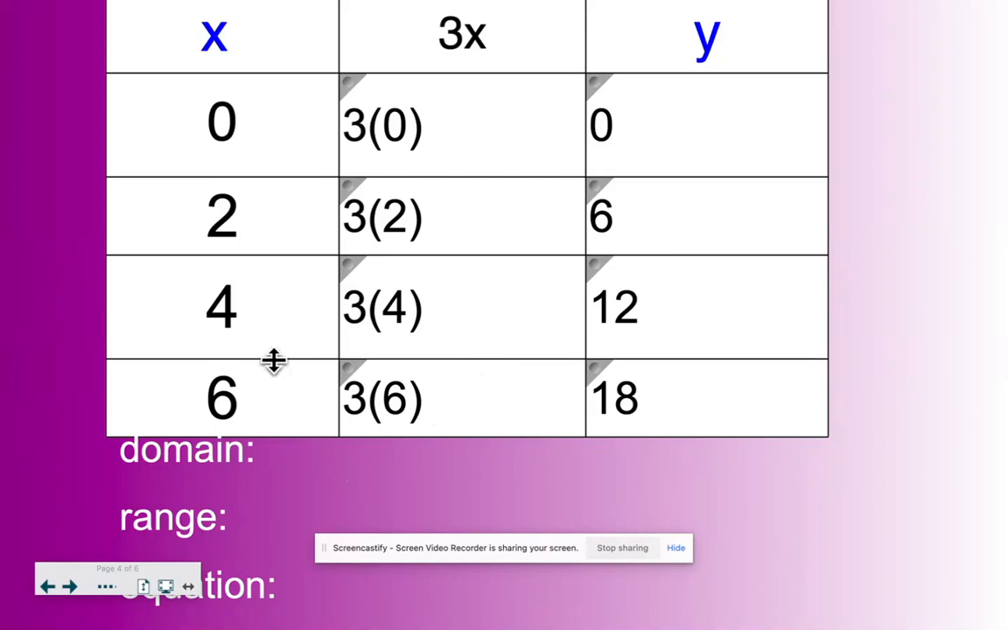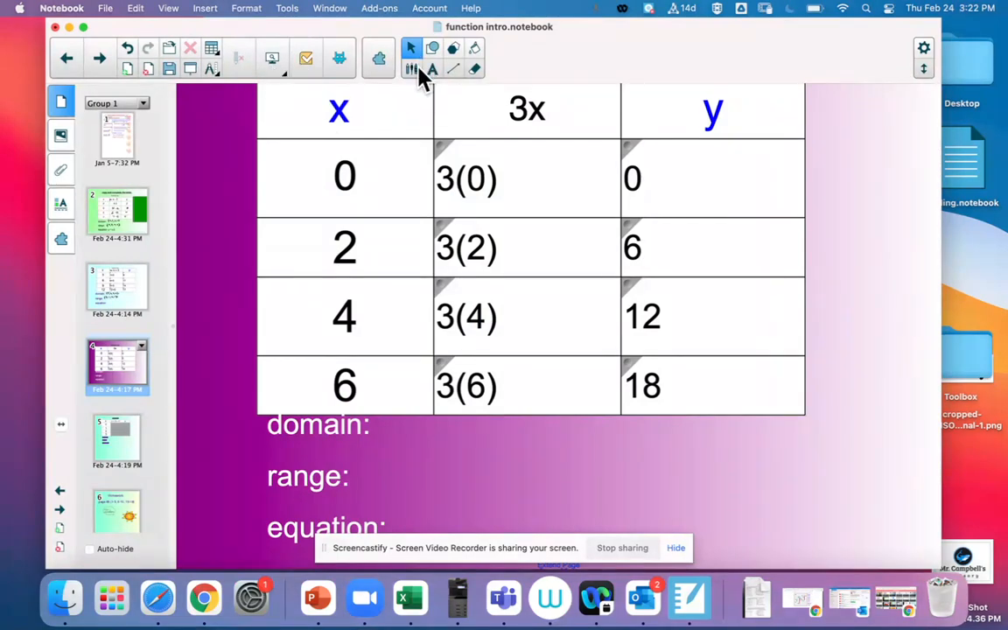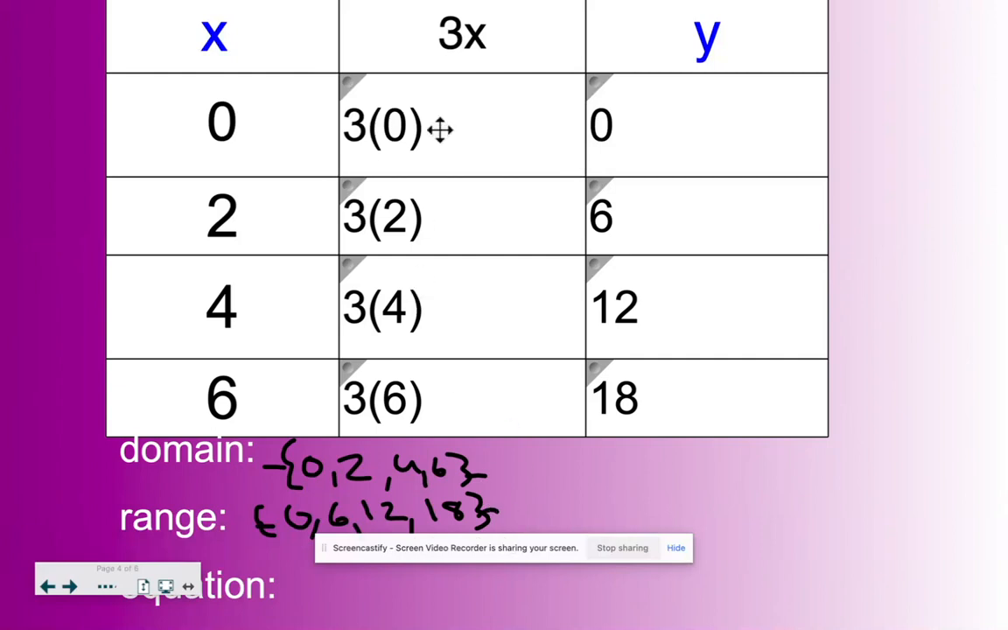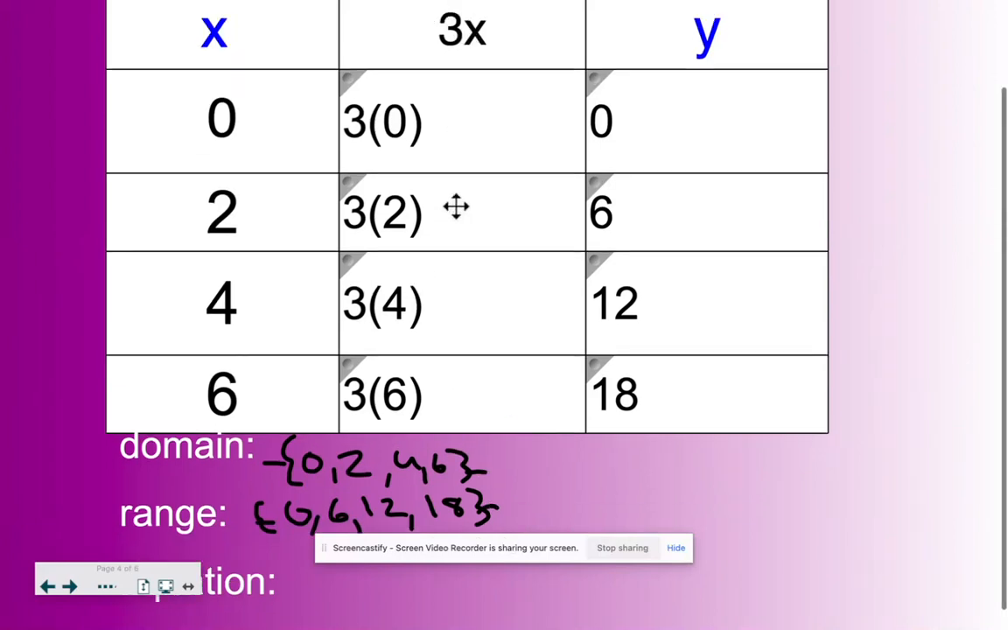I can write the domain and range. Again, the domain would just be the set of these numbers, which would be, in curly brackets, 0, 2, 4, and 6. And the range would be the set of the outputs over here, which is 0, 6, 12, and 18. Okay. The equation, if the rule is 3x, I just would write y is equal to, my output is equal to 3x, 3 times the input.